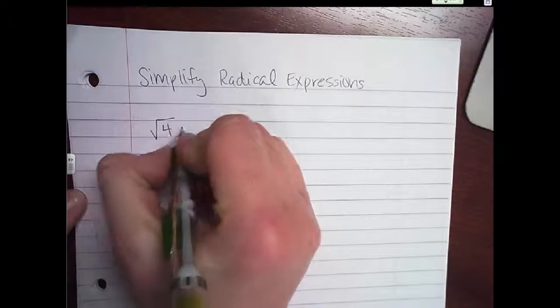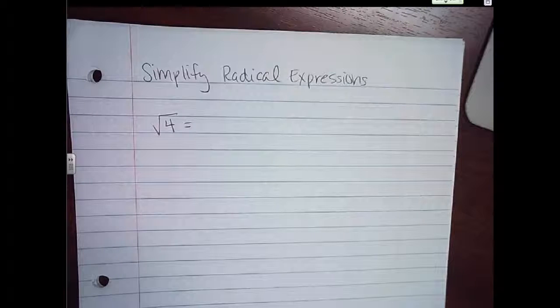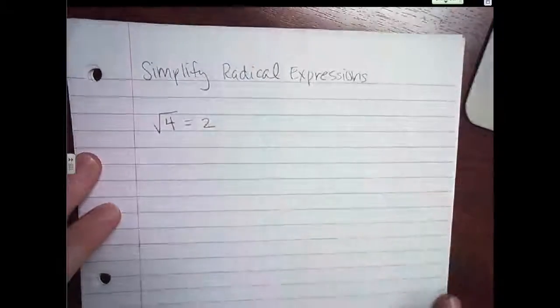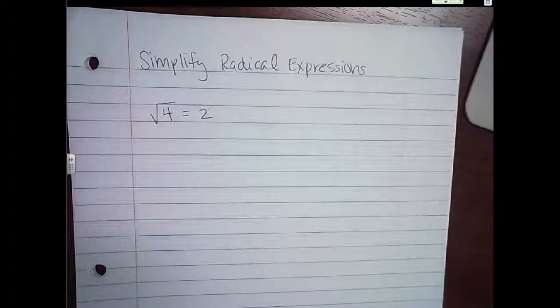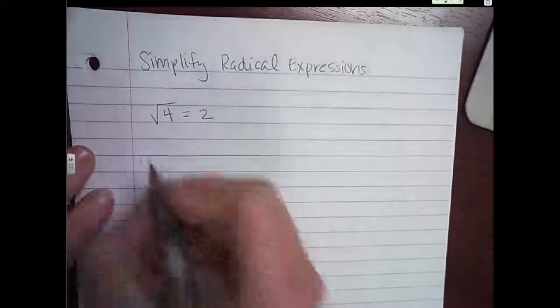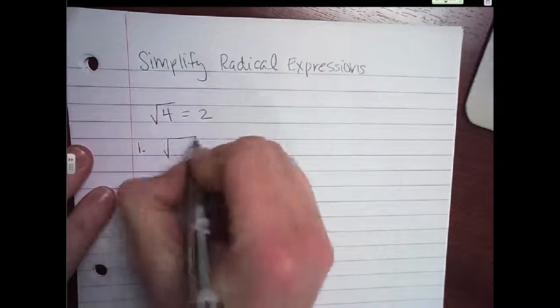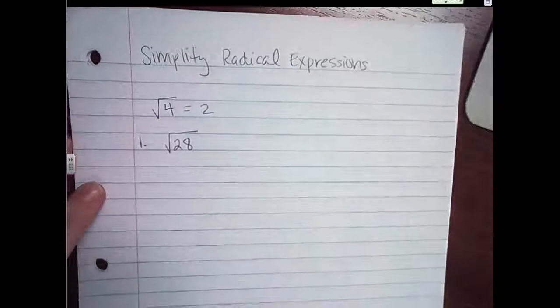Okay, so yesterday everything we did was like a nice pretty square root or cube root. So like if I give you the square root of 4, what would you say that is? 2. Okay. So what happens is today things are not going to be pretty. What's going to happen is, like for number 1, you're going to get something like this. Square root of 28.